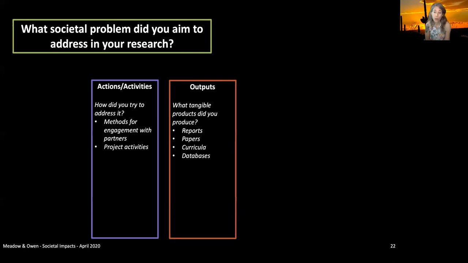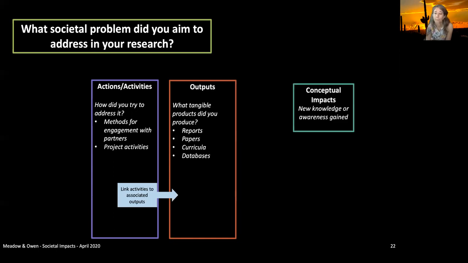Third, what were your outputs, or the tangible products or things that you produced in your project? And then at this point, it may be helpful to link certain activities with an associated output. So for example, if you did a workshop, did that link to a publication of a workshop report or something like that? Then we'll look at impacts.